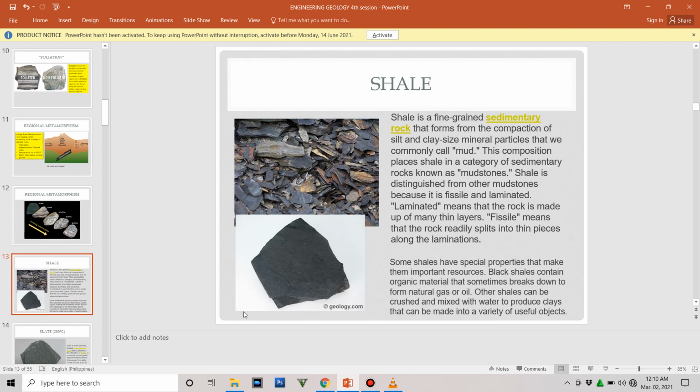So here in the picture, normally shale tends to fracture easily because it is fissile and laminated. So there are layers on it. So madali siyang i-crush and to split it into pieces. So it has special properties that make them important resources.